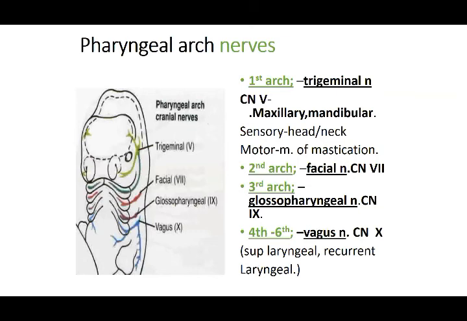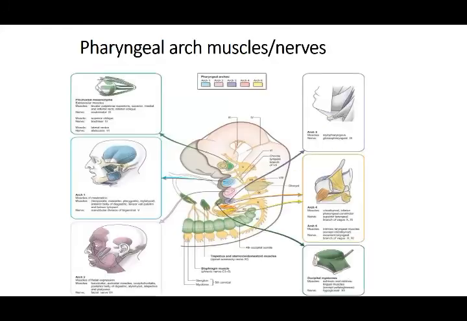Second arch, facial nerve. You see this, that is of the face. Third arch is the glossopharyngeal nerve. You can see it depicted in the third arch, and fourth and sixth, the vagus nerves: the superior laryngeal and the recurrent laryngeal nerves. So this diagram shows you individually: the first one was your trigeminal, second was your facial, third is glossopharyngeal, and fourth is your vagus, the fourth and the sixth both. This is a collective representation of the nerves plus the muscles which are originating.